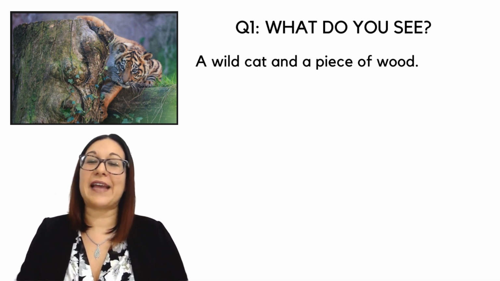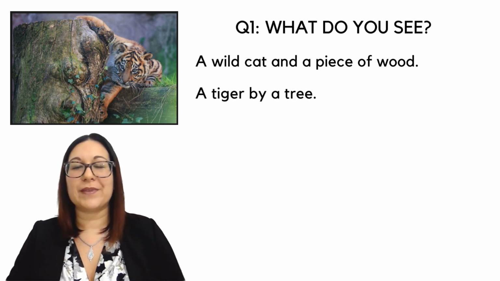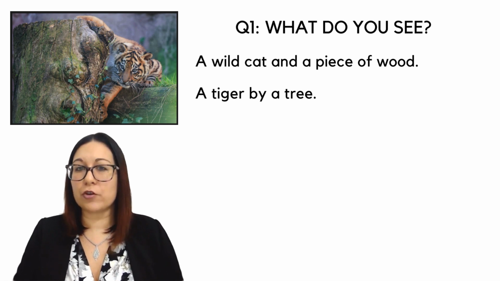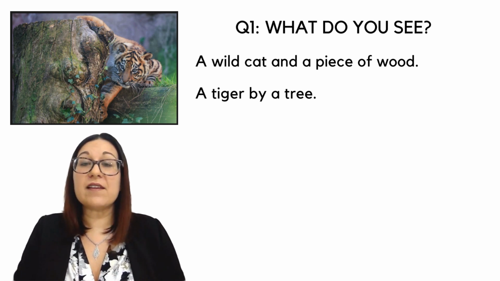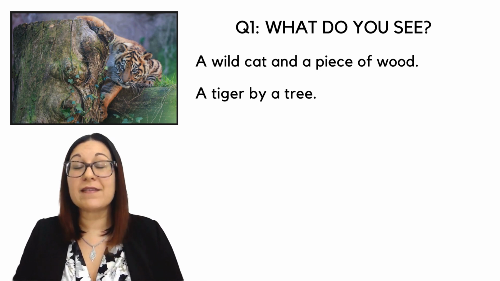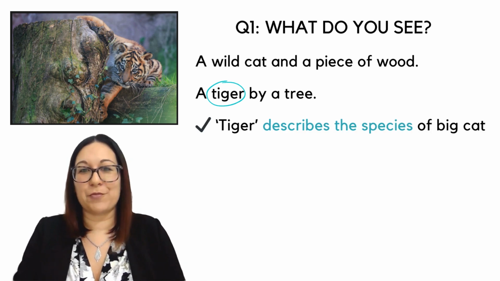Okay, so now let's look at another sentence. A tiger by a tree. Okay, these are not technically sentences. We don't have any verbs in them yet, but it is a nice phrase. We're getting more specific here by mentioning the species of cat. It's a tiger. And I love prepositions.